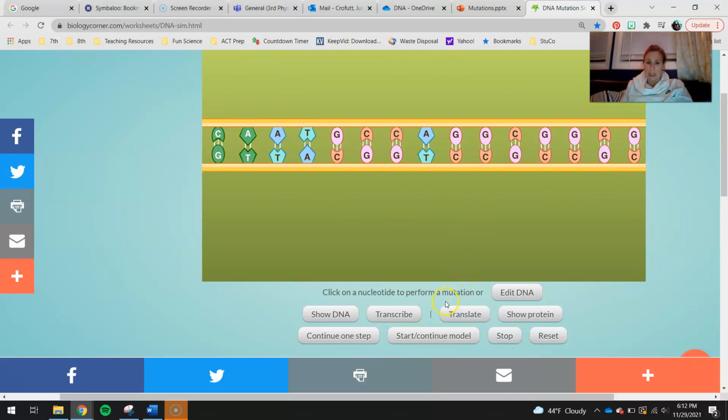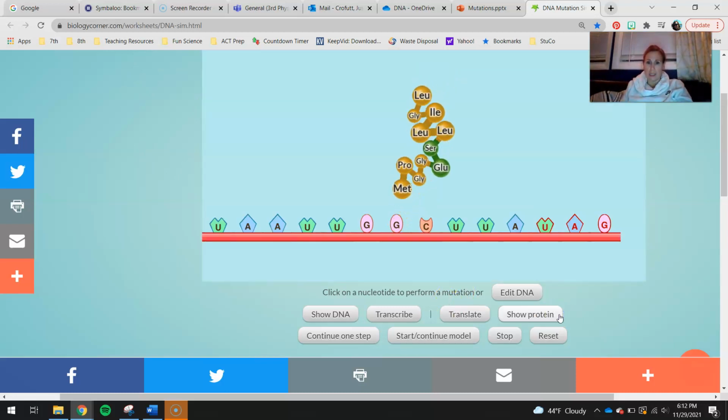What you will click on down here is show protein. What you see happen is that the protein is going to show you the amino acids in that little chain. This is similar to what you did in the DNA lab stations with the piece of pipe cleaner and the beads. It kind of does this all for you. This would be your sequence of beads here. So you will go ahead and snip that.